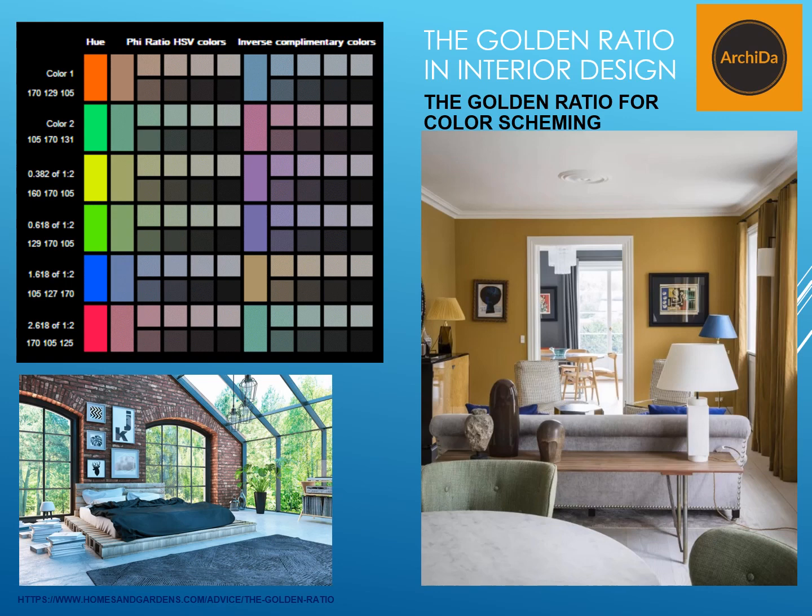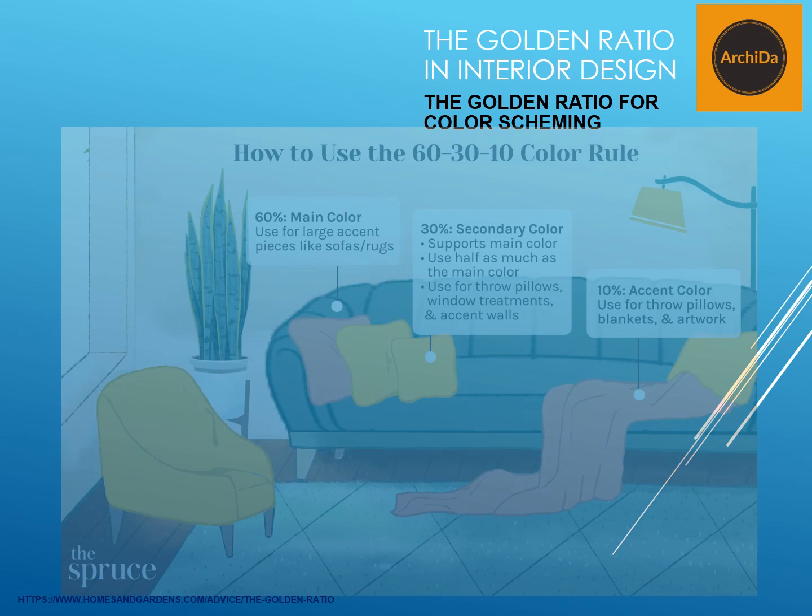You can, of course, break this down further so that 60% is the dominant color, 30% is the secondary color, and 10% the tertiary. Color is a great way to get started with this theory. Choose your three tones and split them into these ratios.